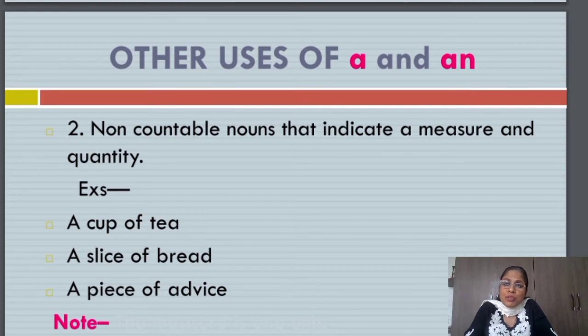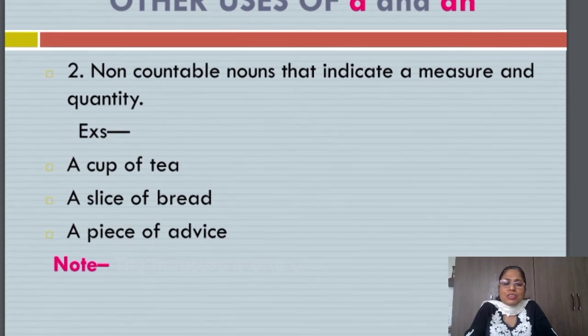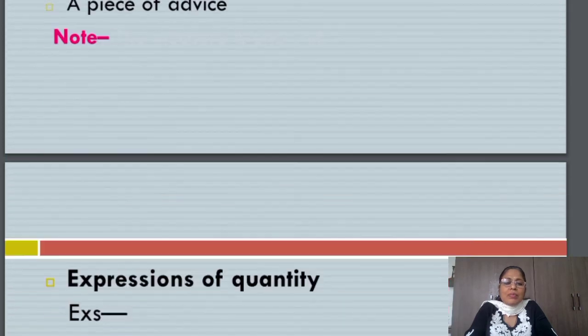But it can be put into a cup and that cup can be counted. A slice of bread or a loaf of bread. Advice is an abstract noun. So, a piece of advice can be used in this way.